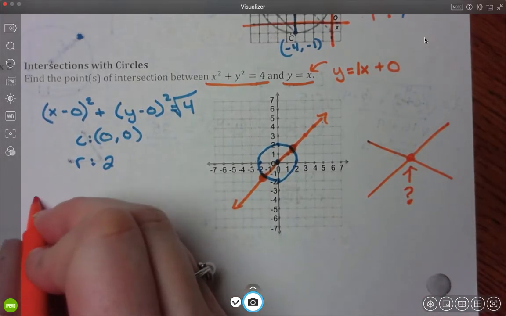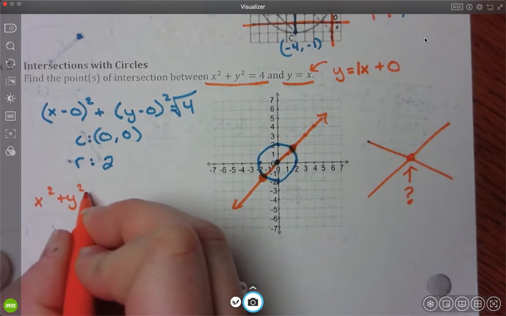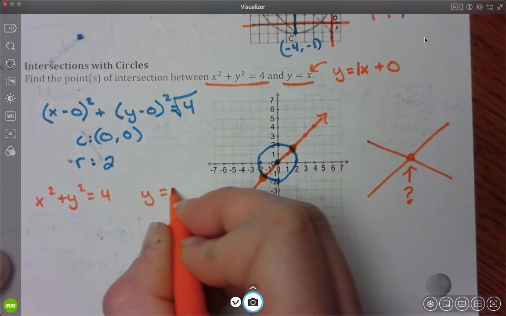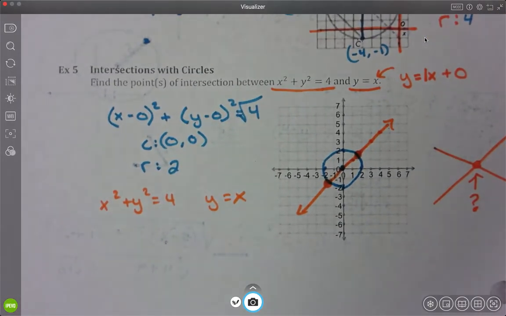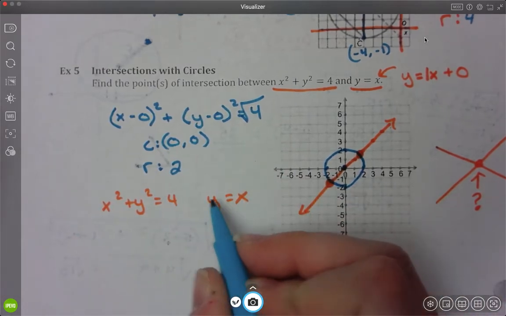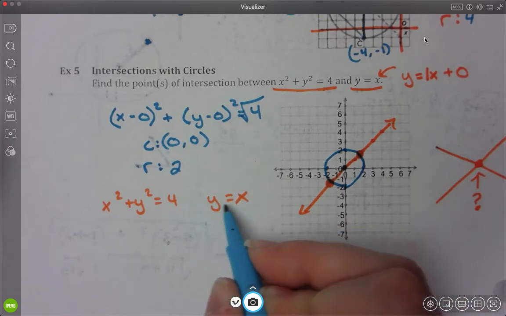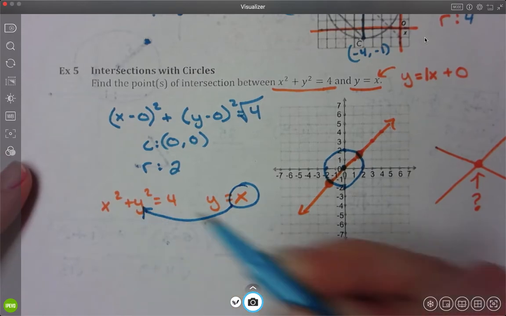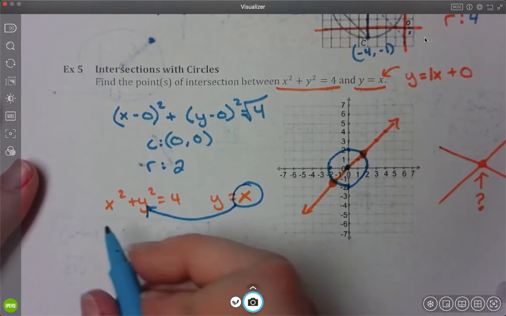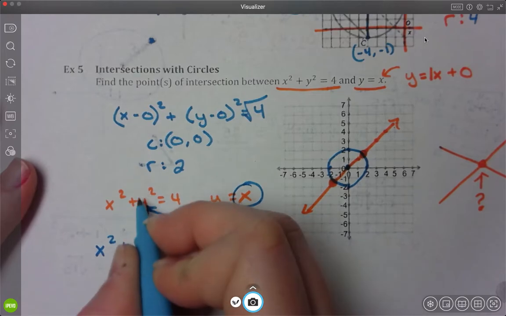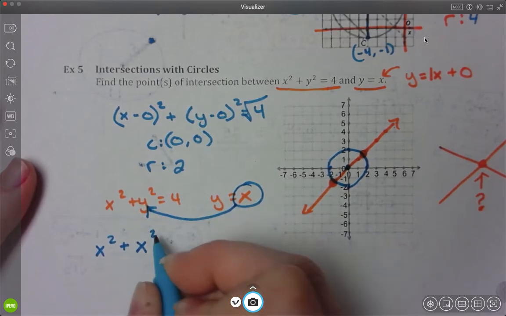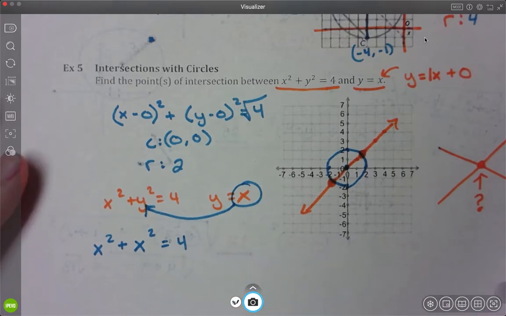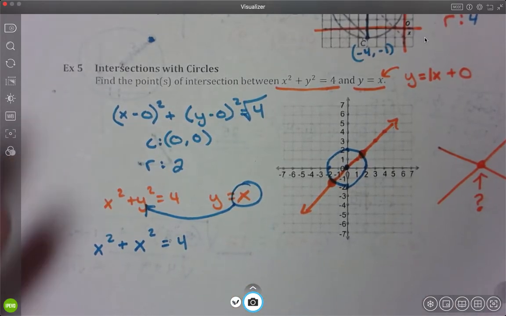I have the 2 equations, x squared plus y squared equals 4, and y equals x. This one I can't really do elimination with. I can't stack them up on top of each other because one of them is squared and one of them is not. But what I can do is substitute. I know that y is equal to x, so I can take this x and plug it in where the y is. If y equals x, I can say x squared plus this y, which is now x, so I have another x squared equals 4. So I have x squared plus x squared equals 4.